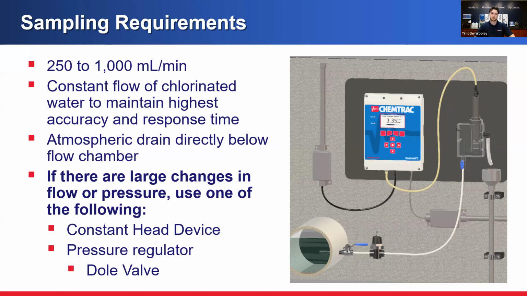If there are large changes in pressure, we recommend installing a constant head device or a pressure regulator, for example, a Dole valve, to make sure that there aren't incredible spikes in incoming water pressure or losses of pressure that could lead to inaccurate chlorine readings.